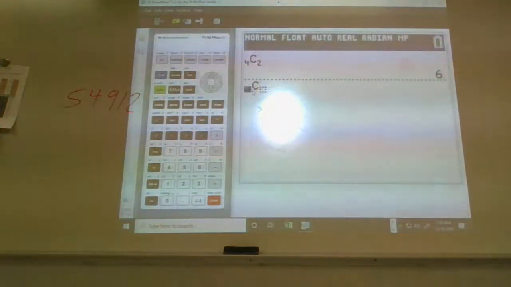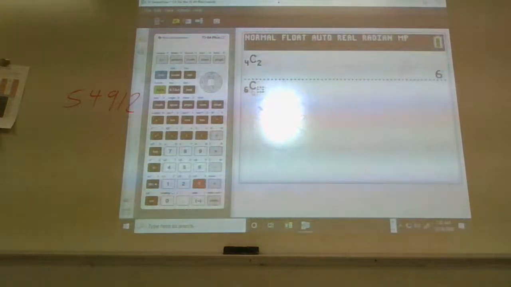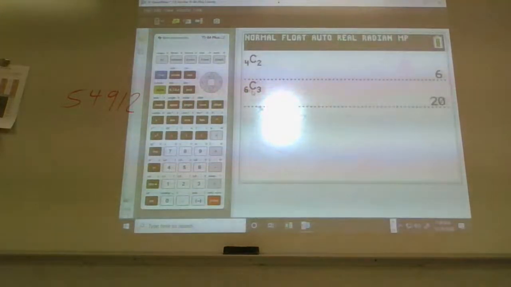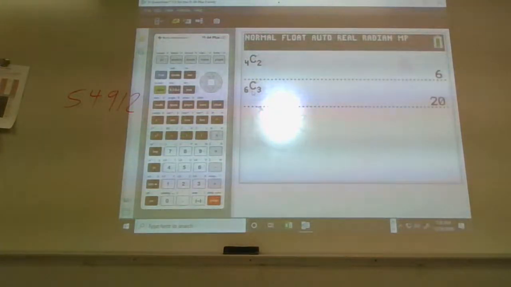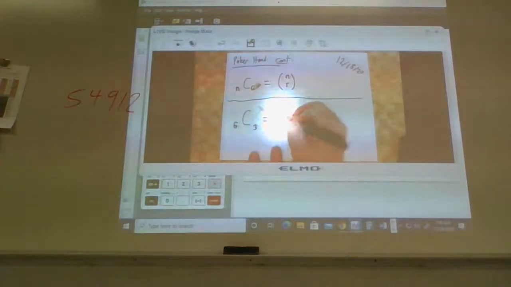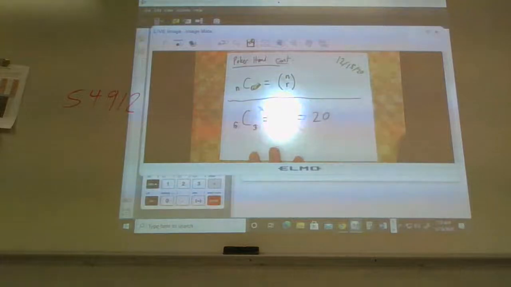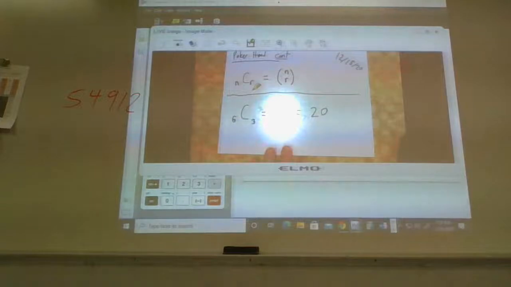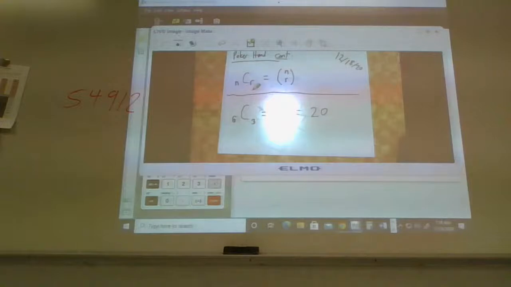But if I were to type this in, 6, 3, boom, there's 20 ways to do it. 6 students, I got to pick 3 of them. There are 20 ways to get that done. Now, we could list them out, but it actually wouldn't take that long. Which is kind of nice, actually. But that's not what we're here for right now. I'm here for something else. We're trying to figure out 3 of a kind.